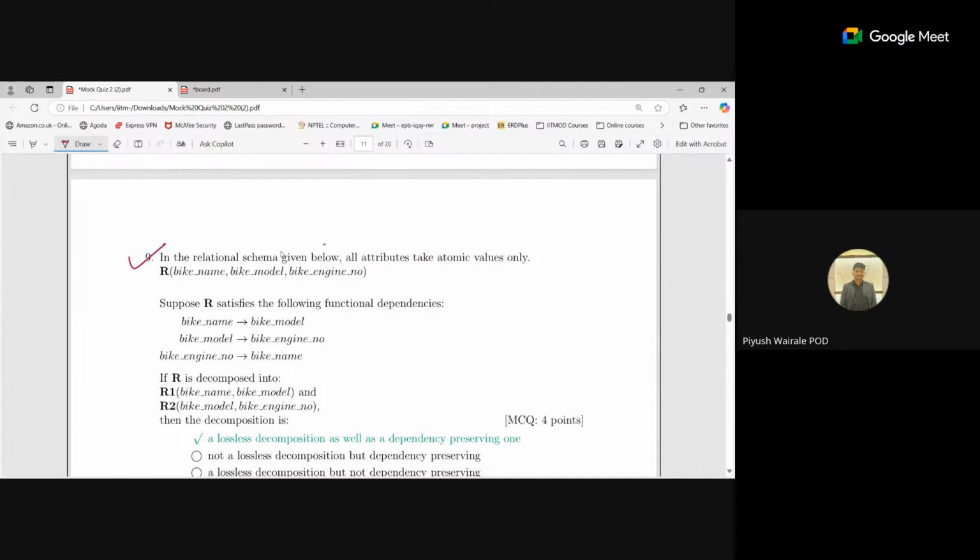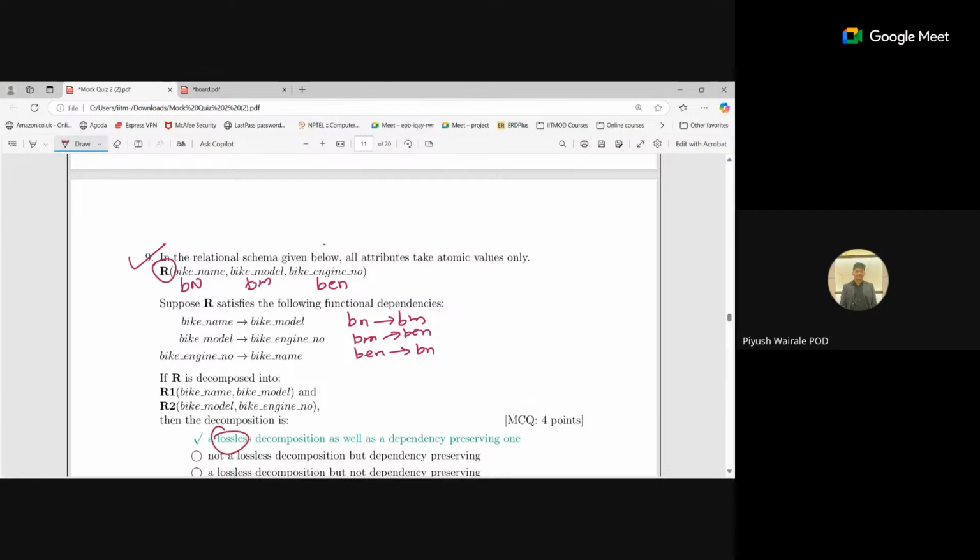Now first we have the relation R, which we have here. For simplicity, I'm going to write bike name as BN, bike model as BM, and this as BEN. Here BN determines BM, BM determines BEN, BEN determines BN. I'm writing it like that because I don't want the entire spelling here. So R is decomposed into this.